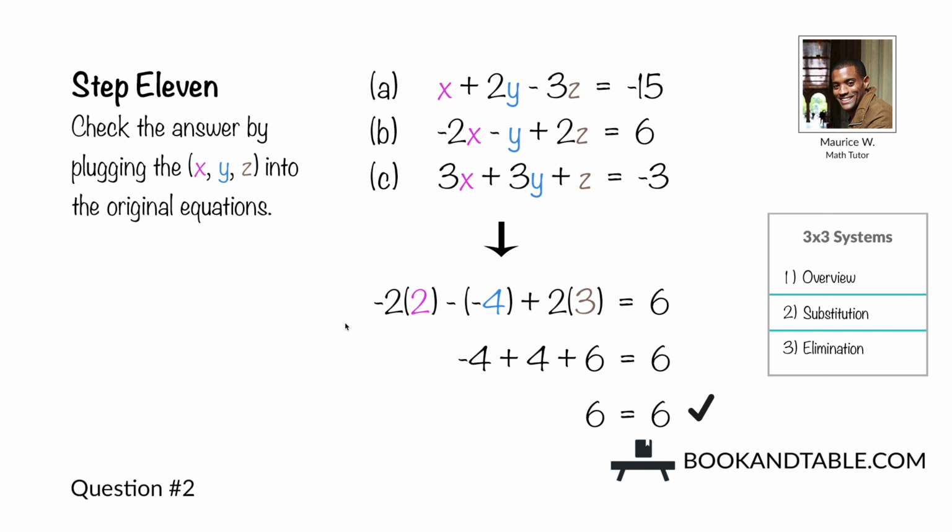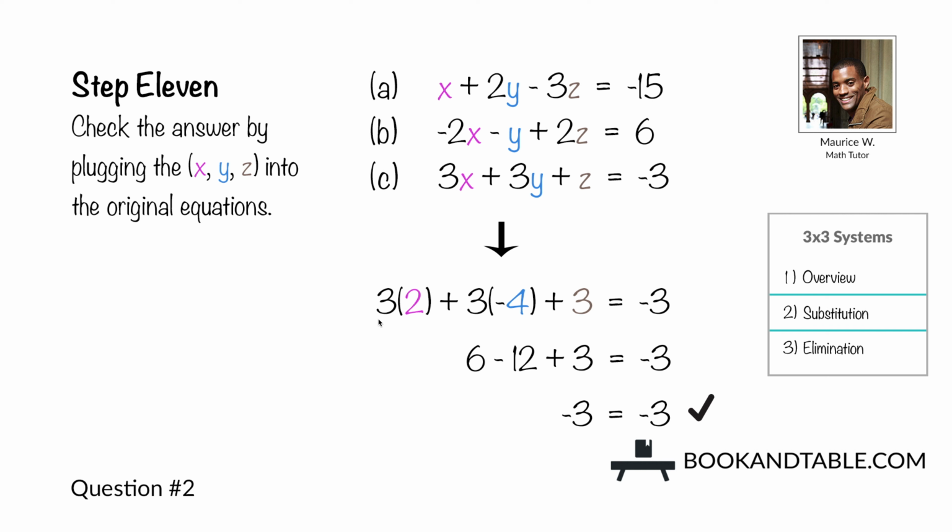And now for equation c, we get 3 times 2, which is 6. 3 times negative 4 is negative 12, plus 3. 6 minus 12 is negative 6. Negative 6 plus 3 is negative 3, giving us a true statement, negative 3 is equal to negative 3, confirming that we had the correct values in all three equations, and thus the solution to this system is the point where x is 2, y is negative 4, and z is 3.